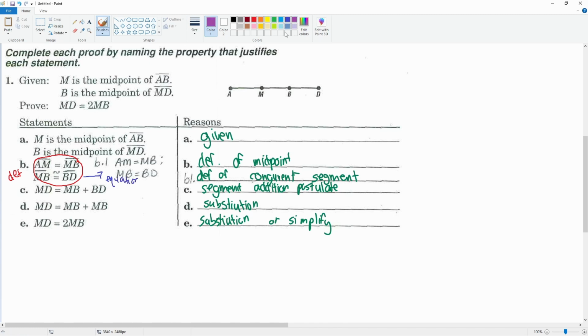If you also want to notice the substitution that is occurring here, MD becomes MB. The reason why we know that is because of right here. MB is equal to MD. This has to be established first to make that substitution. And then the last one is a little bit weird, but these two do combine to make 2MB. And that is by substitution, or you can say just simplifying.